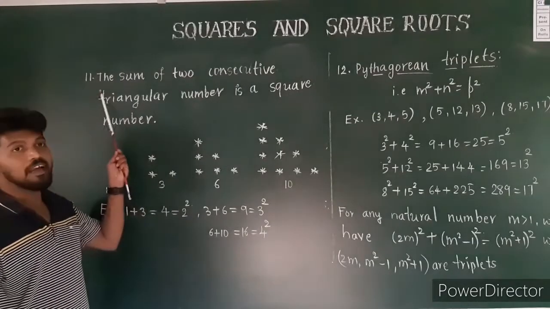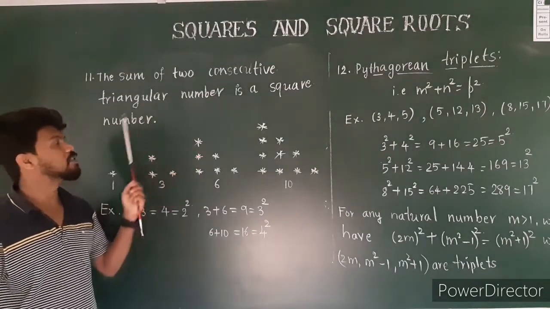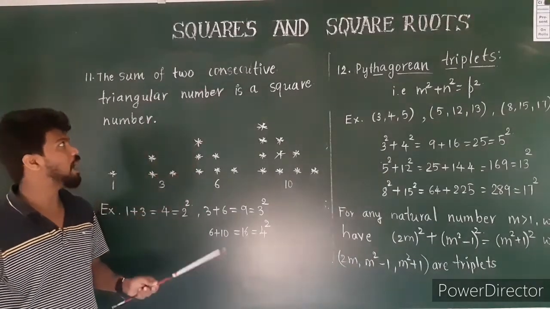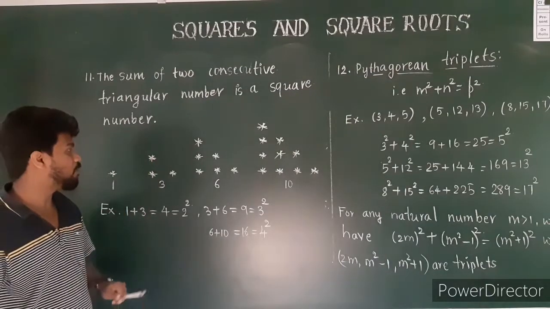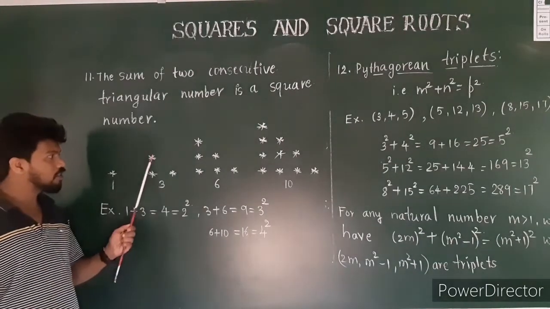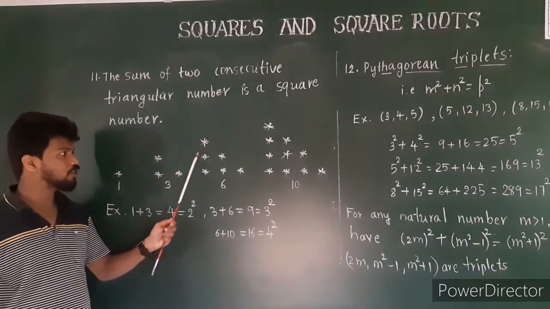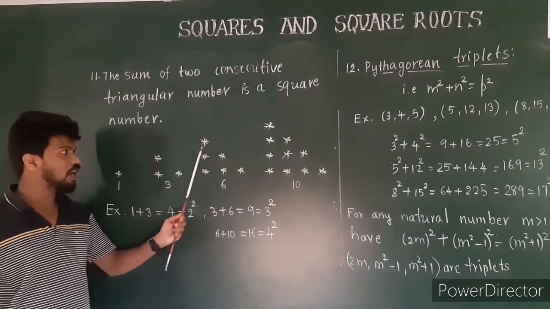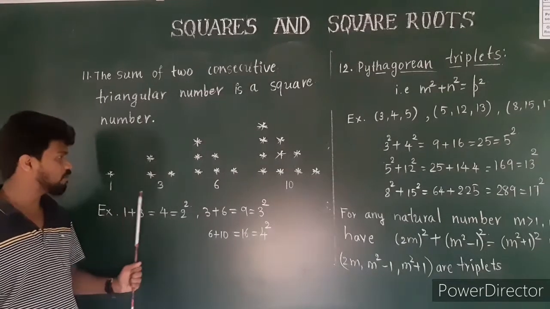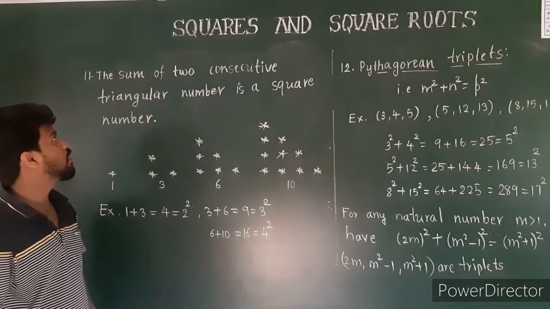Okay, next property, the 11th one. The sum of two consecutive triangular numbers is a square number. First, what is a triangular number? One dot itself is a triangular number, 1. If you take 3 dots, it looks like a triangle, no? So 3 is a triangular number. Next, 1, 2, 3 dots in rows, so it also looks like a triangle. How many dots? 1, 2, 3, 4, 5, 6. So that is also a triangular number. So 1, 3, 6, 10, like that, you get triangular numbers.